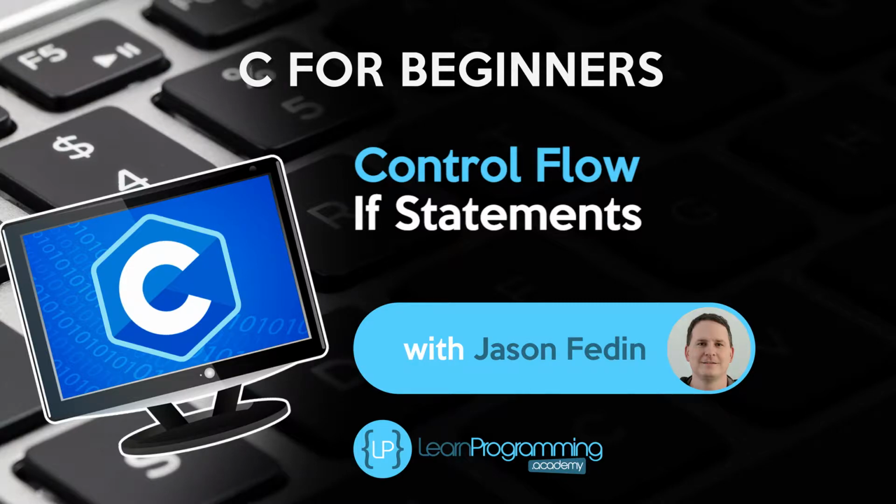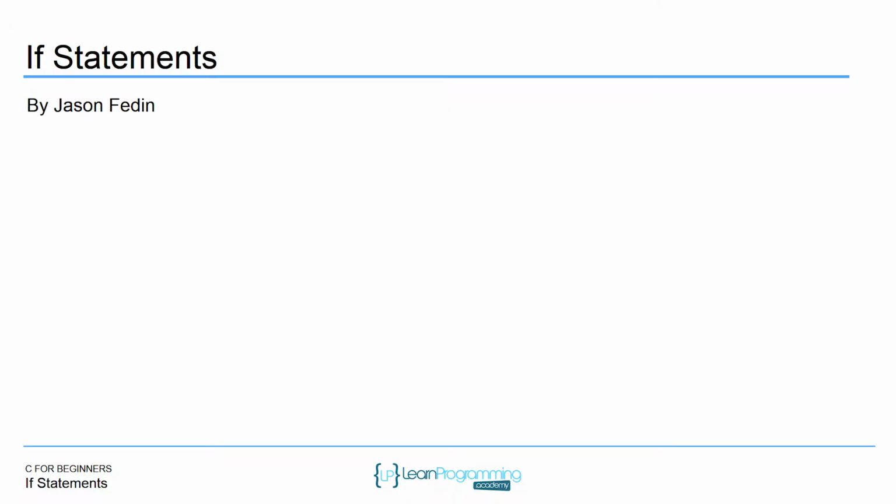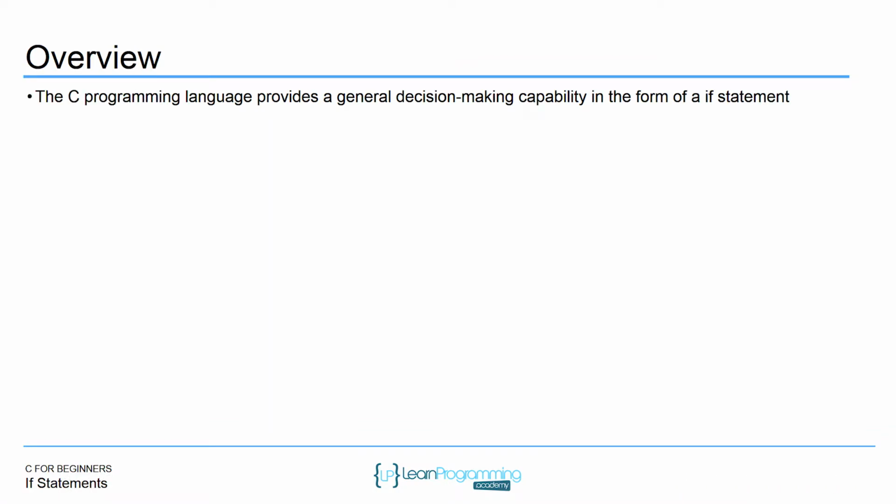Hello and welcome. In this lecture I want to talk about decision making, specifically if statements. So the C programming language provides a general decision making capability in the form of an if statement. We know what statements are up to this point, so now we're just going to add a keyword in front of it and also put it inside parentheses. So what it looks like is something like this.